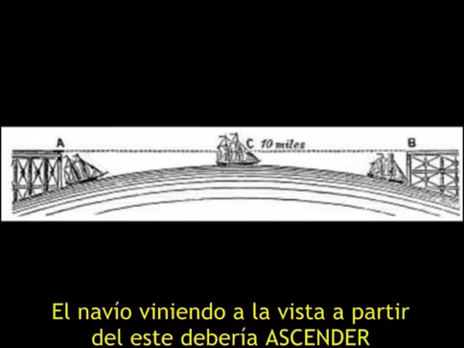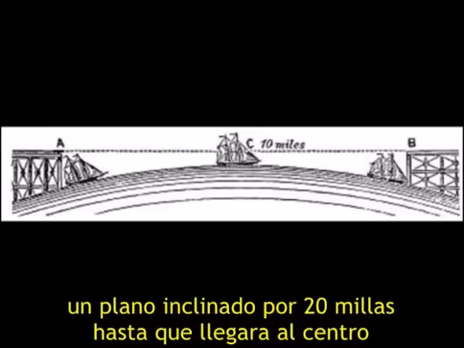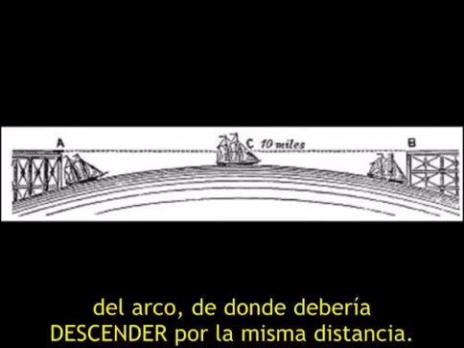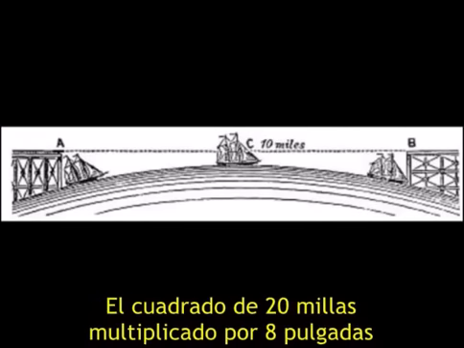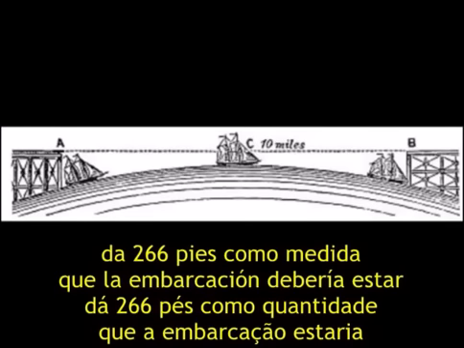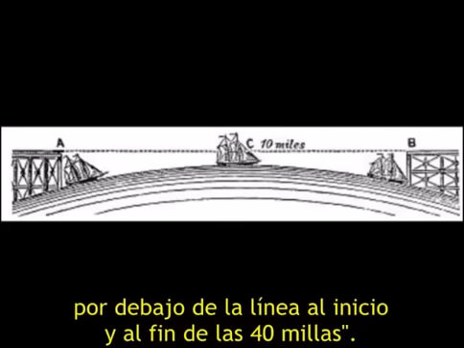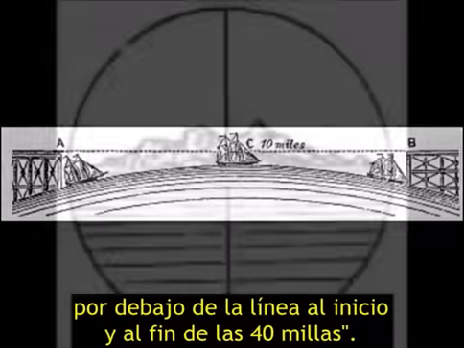The ship coming into view from the east would have to ascend an inclined plane for 20 miles until it arrived at the center of the arc, whence it would have to descend for the same distance. The square of 20 miles, multiplied by 8 inches, gives 266 feet as the amount the vessel would be below the line at the beginning and at the end of the 40 miles."